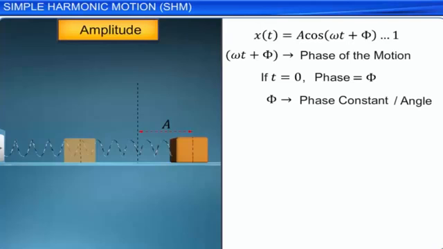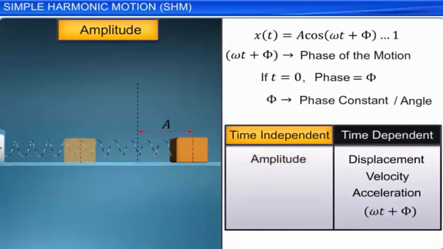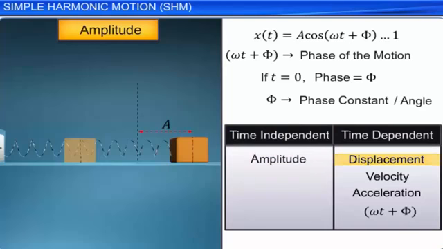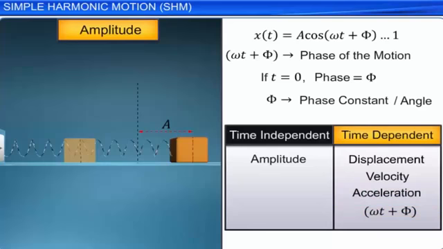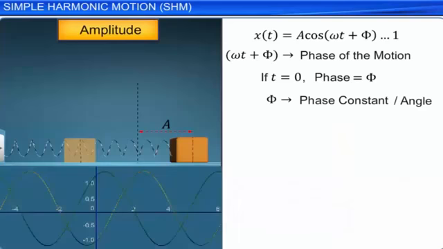In simple harmonic motion, amplitude is the only quantity that is time independent, whereas displacement, velocity, acceleration and the phase angle omega t plus phi are time dependent. As shown in the graph, two simple harmonic motions may differ in the phase constant phi in spite of having the same omega values.